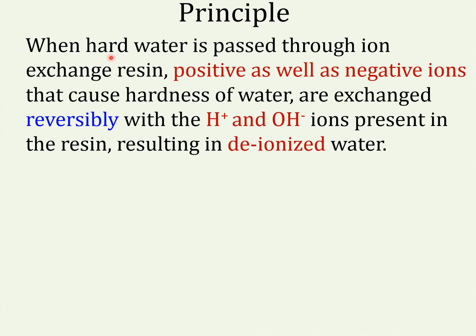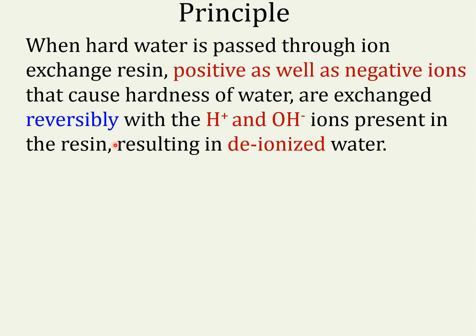Principle behind ion exchange process. When hard water is passed through ion exchange resin, the positive as well as negative ions that cause hardness of water are exchanged reversibly with what? With the H plus and OH minus ions present in the resin, and thus resulting in deionized water. What does that mean? Well, we know that hardness of water is caused by dissolved metal salts.